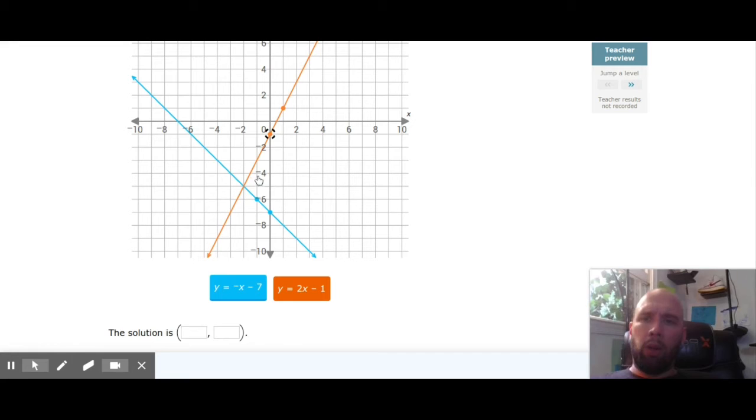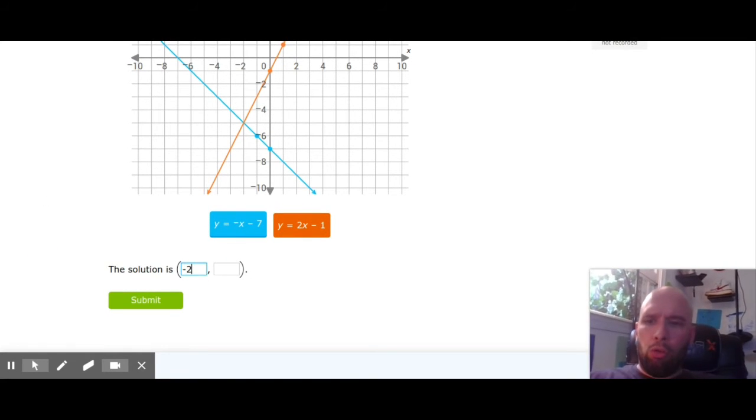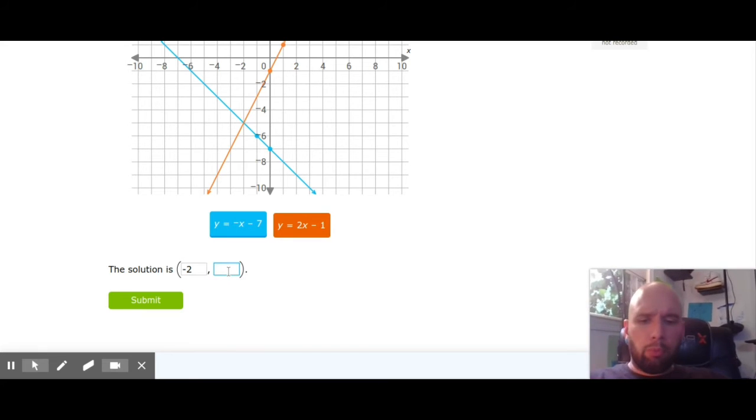My solution is where the two lines intersect, and they intersect at -2, -5. So the solution is -2, -5, submit.